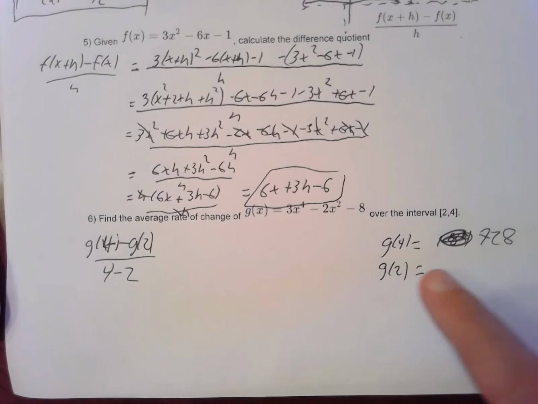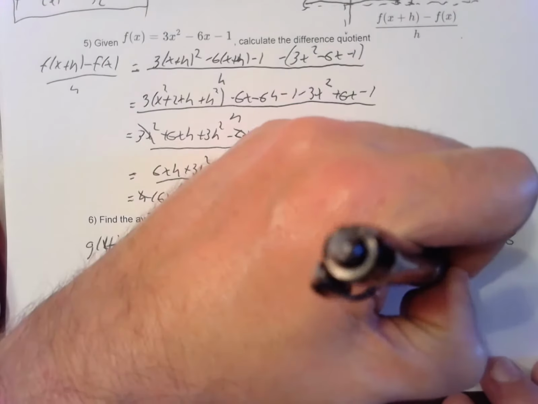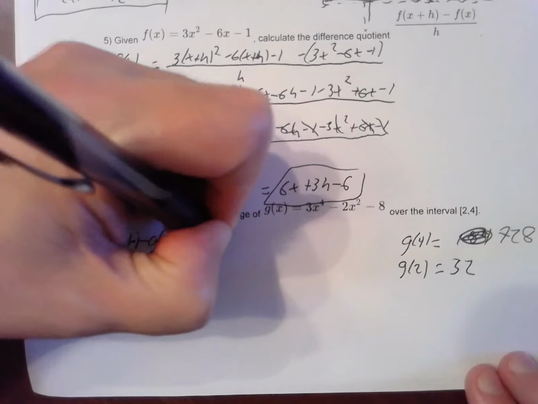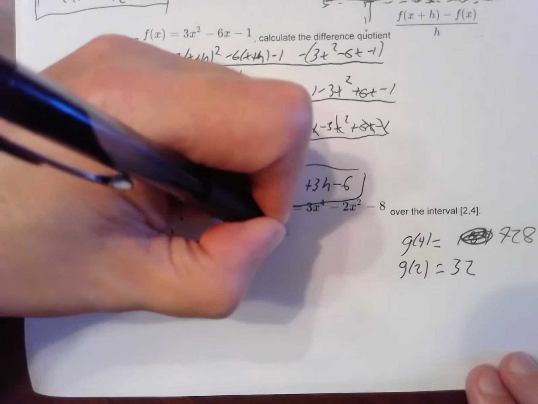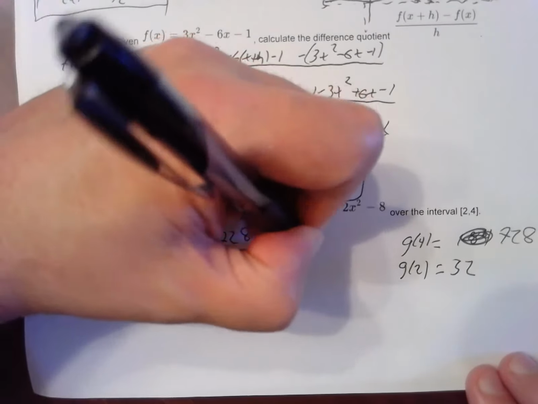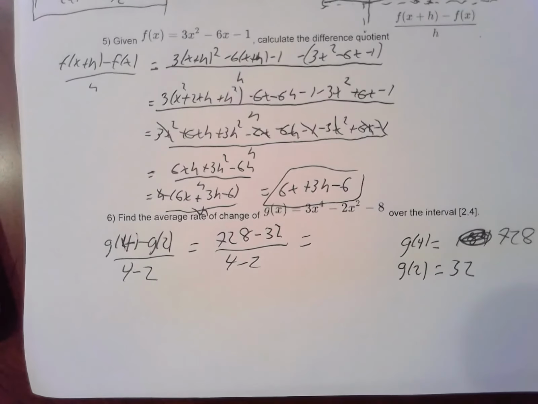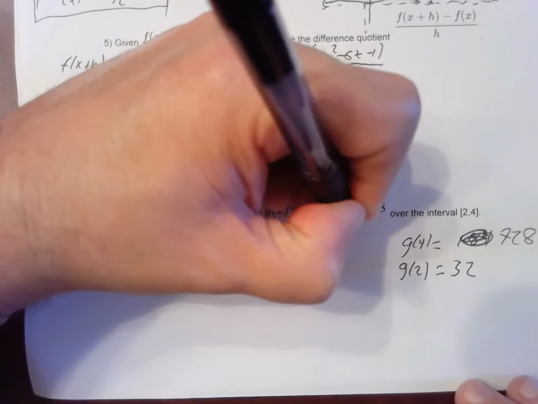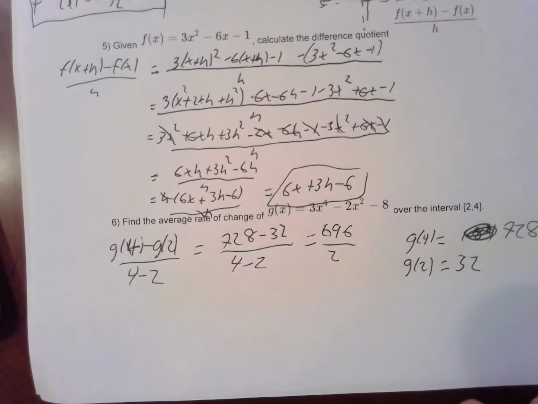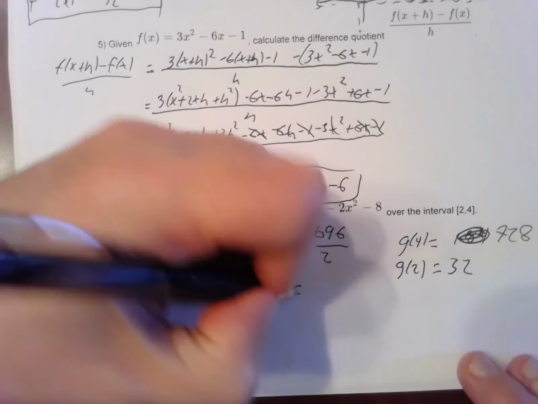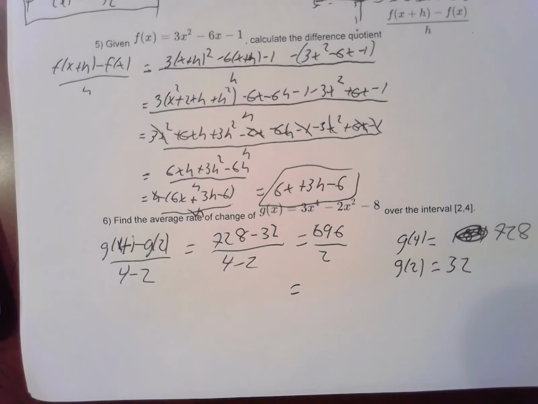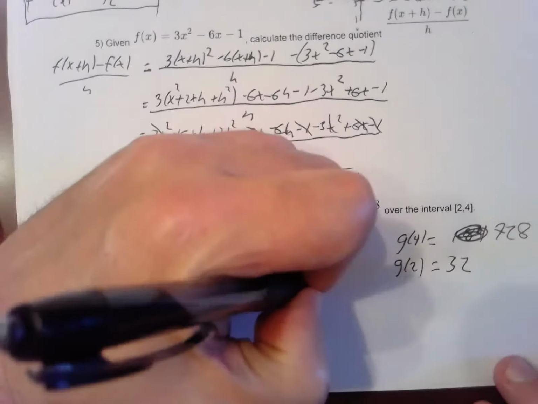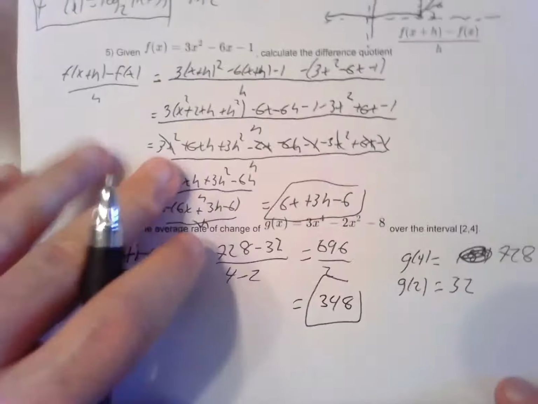Okay, so according to the calculator, g of 4 is 728, g of 2 is 32. So that's 728 minus 32 over 4 minus 2. So let's see, minus 28, so minus 4, 696 over 2, which would be 350 something. That's 348. That's our final answer.